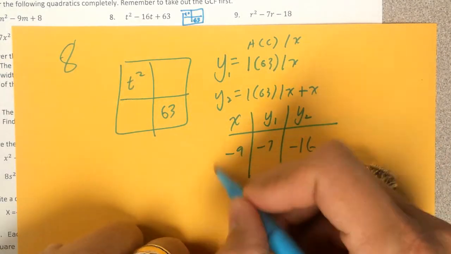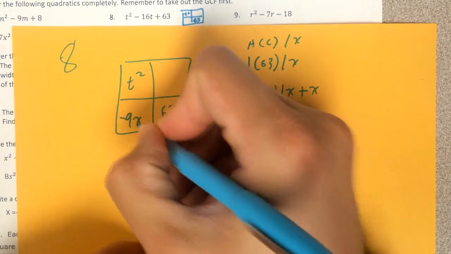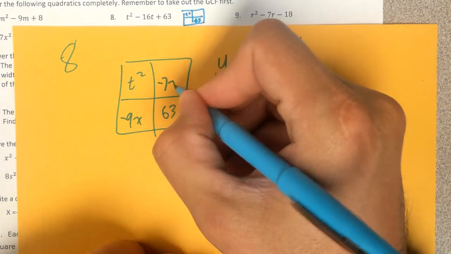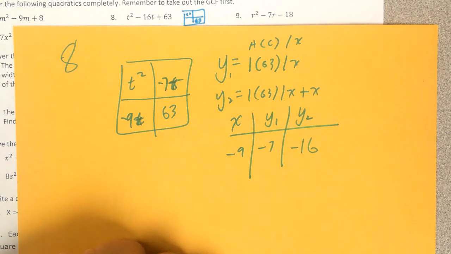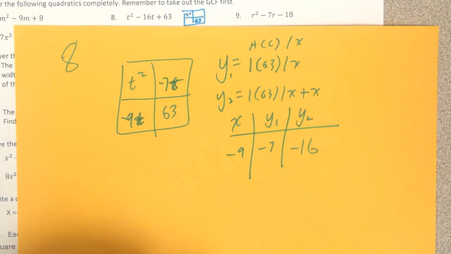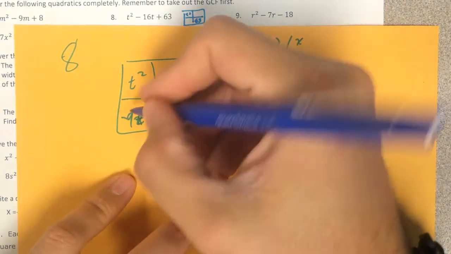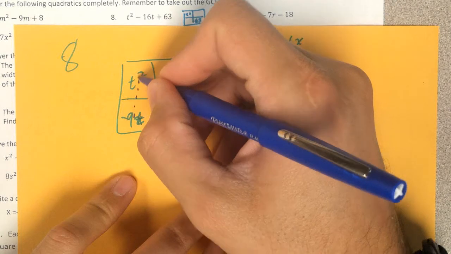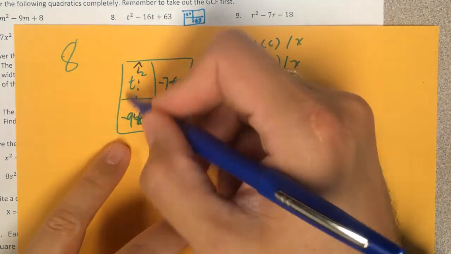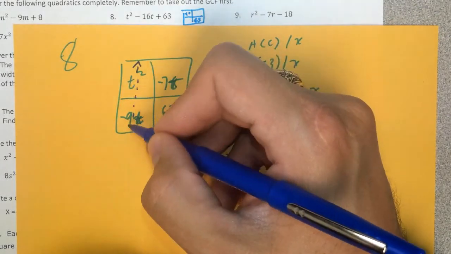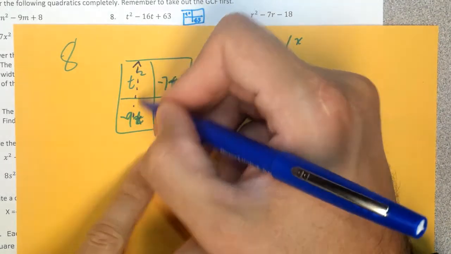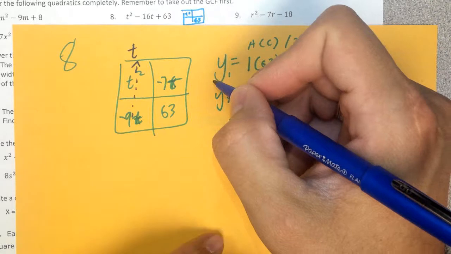Now I'm going to take these two values, negative 9x, and then negative 7. Well, I guess in this case t, like that. Once I have those values in place, I can go ahead and do the greatest common factor right here. They don't have any part of the numbers in common. Nothing in their numbers matches. So the only thing they have in common is the t.